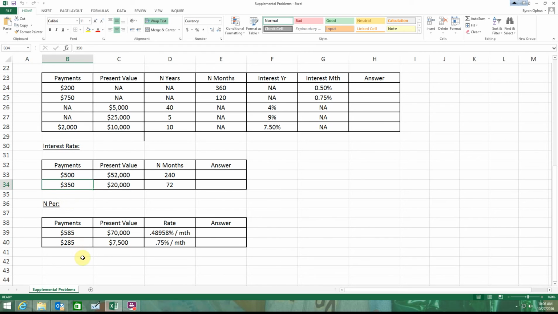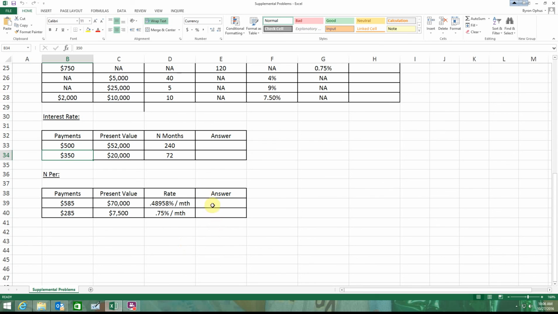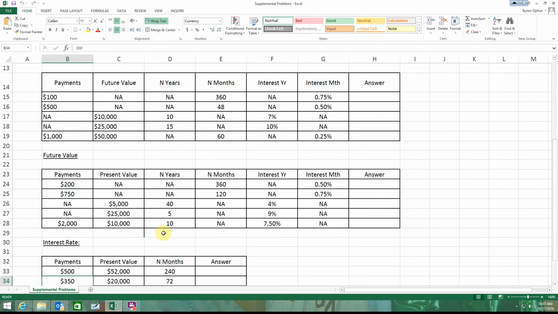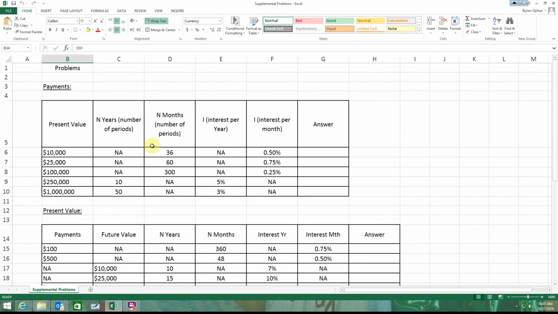On the number of periods, the thing to be careful of is these are percentages. This is per month. I've kind of broken that down, but this is a percentage, and so 0.48958%, when you enter that, is going to be 0.0048958. So there's a big hint for these two down here that should help you calculate and get those number of periods correct. Then of course you can just submit the Excel file into the appropriate Dropbox. Thanks.